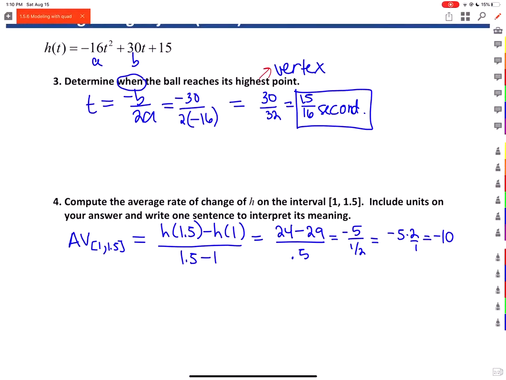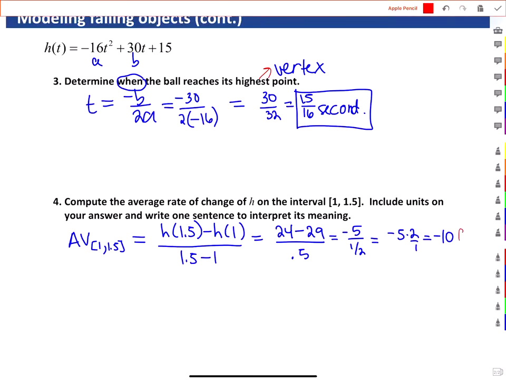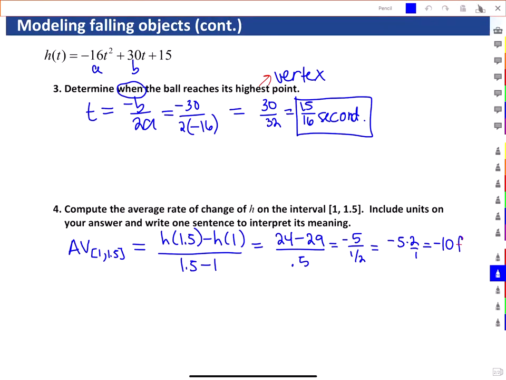And that totally makes sense here. Okay, so there's our average rate of change. We need to include units on our answer. I didn't do that yet. Our numerator's units, h's units, are feet. So this is feet per, because remember average rate of change is always something per something. My denominator's units are my time, so that's in seconds.